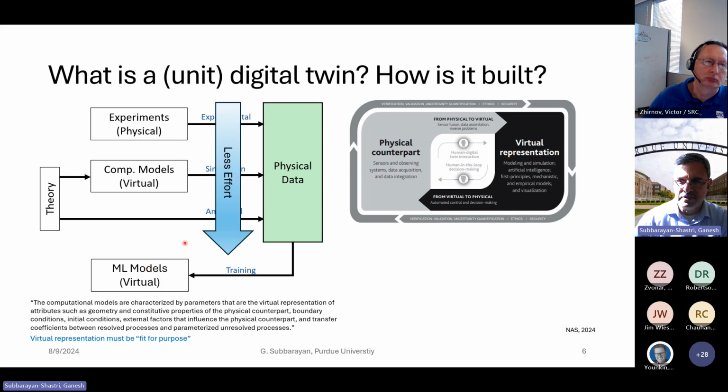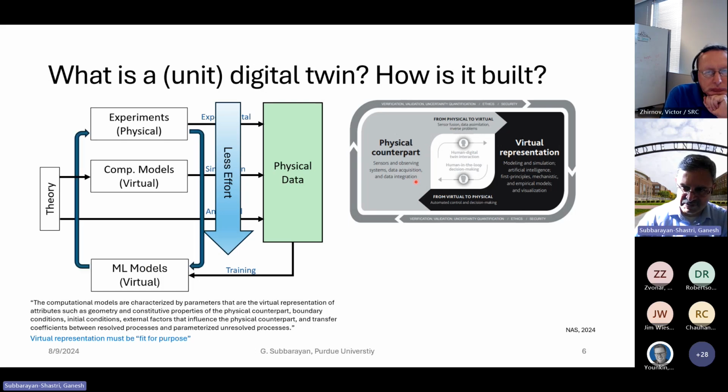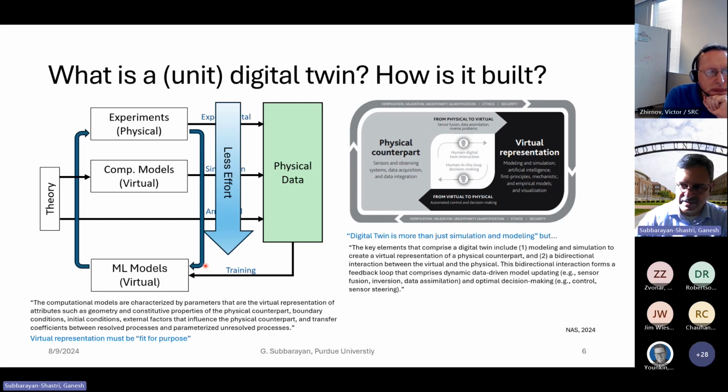Now, let me go on to the definition of the digital twin, the definition that's there in the National Academy of Sciences document. Again, this is something that you may be very familiar with. This definition has a physical counterpart and a virtual representation, and there is a continuous feedback between the two. And I indicated that with these two extra arrows that I didn't have the last time. So I added that extra.